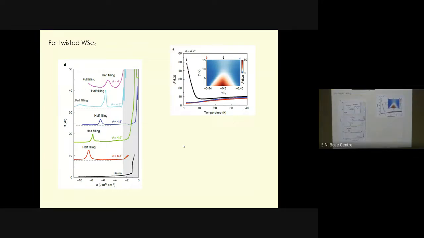So this is another way of showing the same experiments, where for instance this is your usual untwisted limit, where you have the high resistance state. And then as you dope carriers, or holes, into the system, you have this metallic transport at different angles. This is another way of representing it. So you have the high resistance states, and then you suddenly have an increase in the resistance, and then a fall. This has been done at several different angles, based on which the phase diagram which I showed you earlier was constructed.